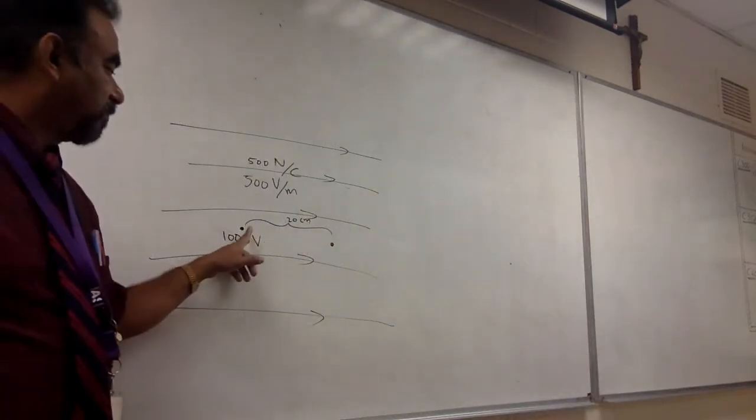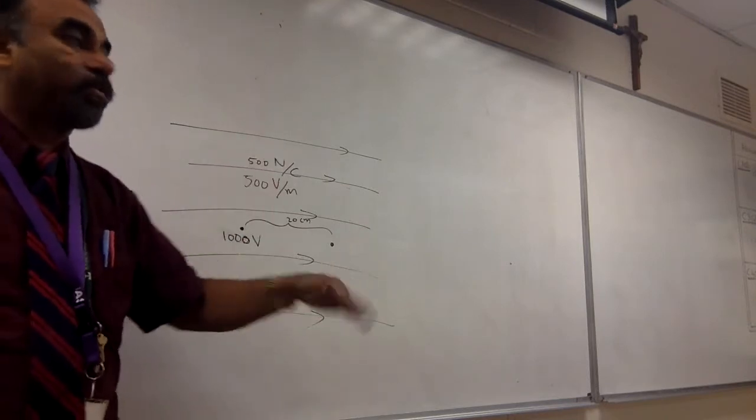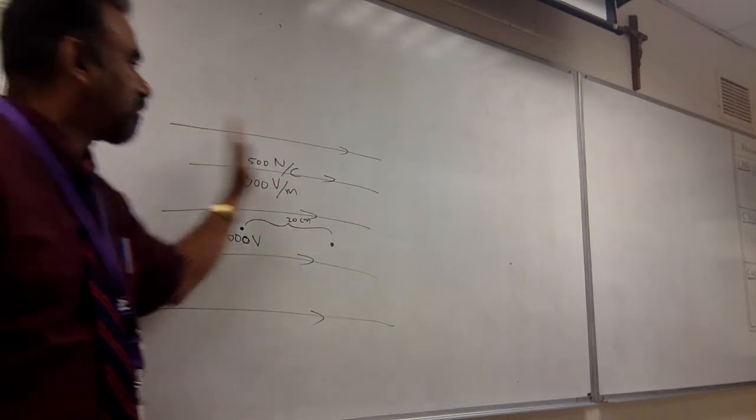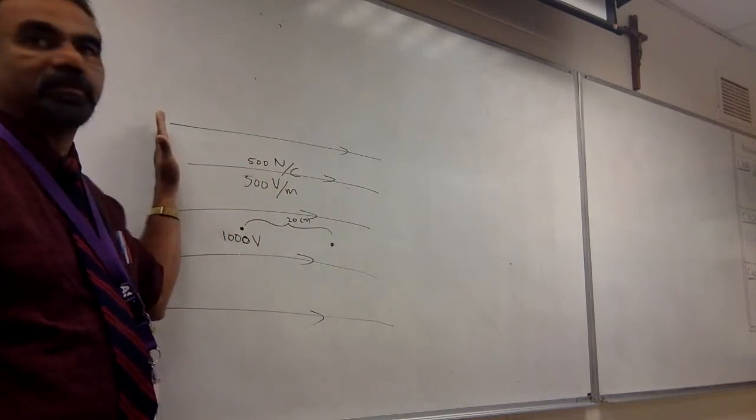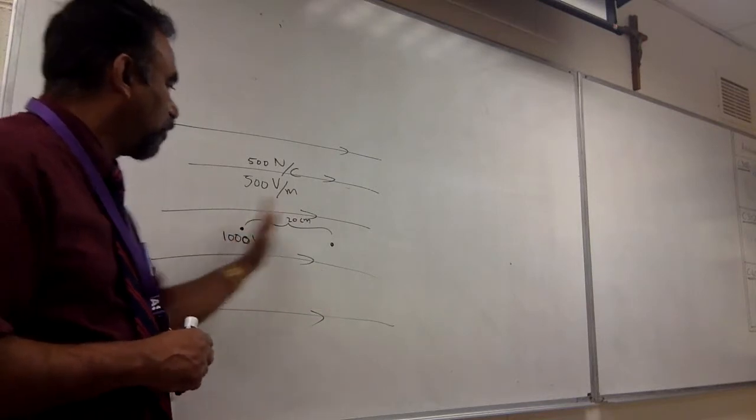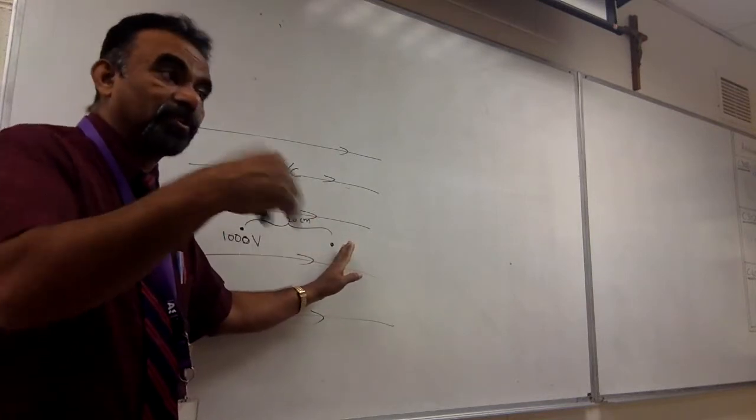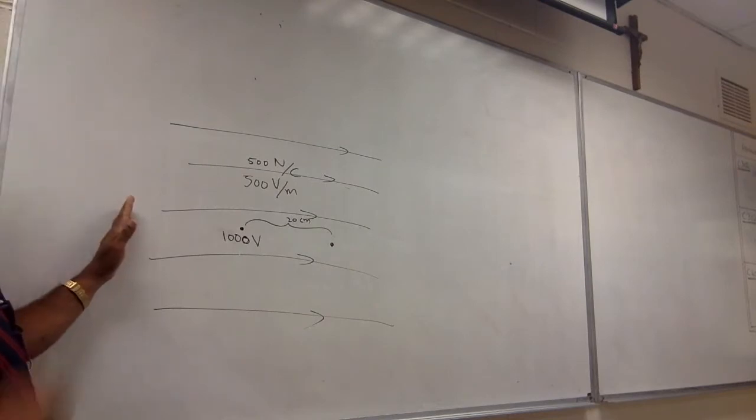Having said that, when you go 1 meter, the potential is going to drop 500 volts. Which side is higher potential, this side or this side in a field? This is higher potential. Always, the field goes from high potential to low potential. So when you're going in that direction, the potential is going to drop.